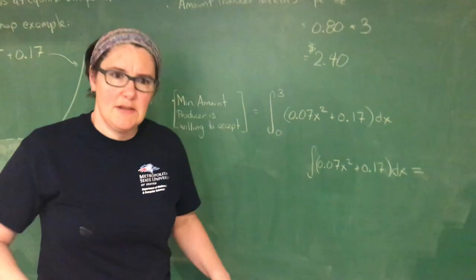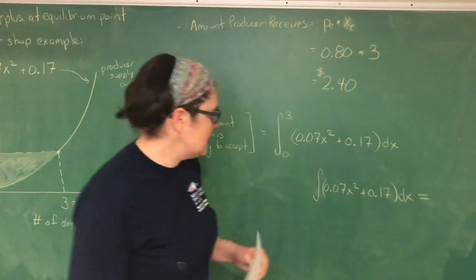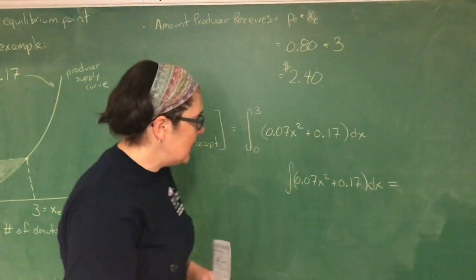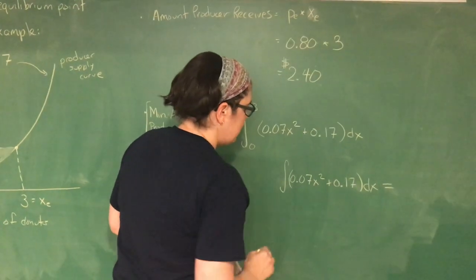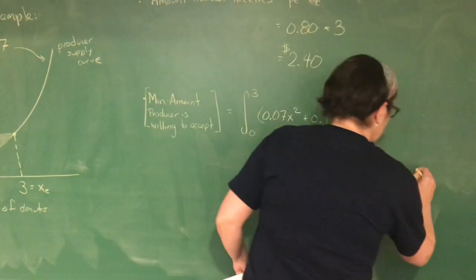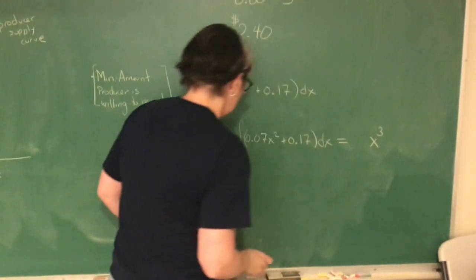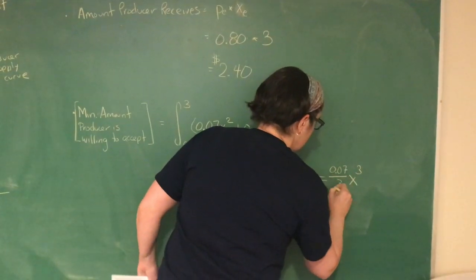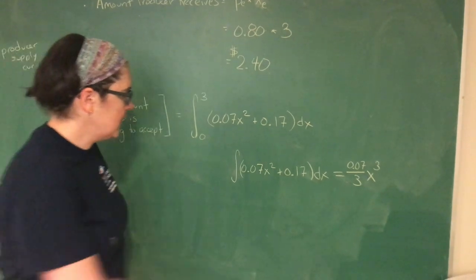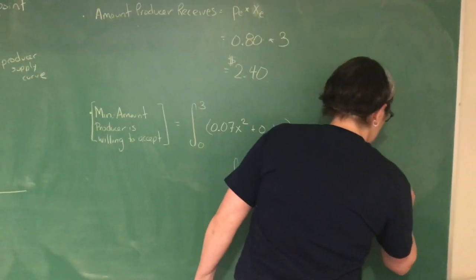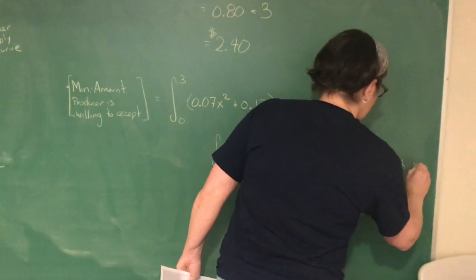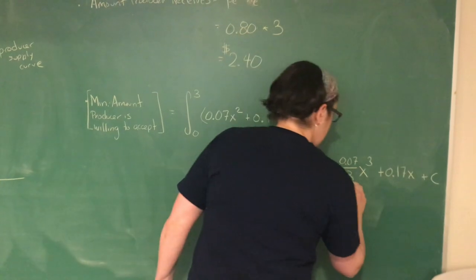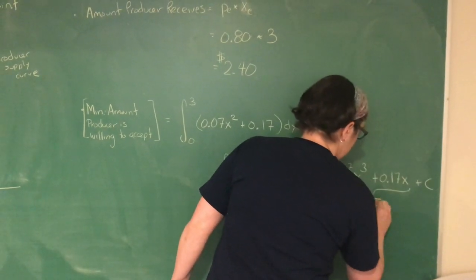So luckily I don't have any fancy things being hugged by parentheses. The parentheses that are here don't have any power on the outside, so I can ignore them. And so I can find the antiderivative of each part separately. So I'll start with the beginning. I'm going to add 1 to the power, so I have x to the third. And then I'm going to divide by the new power, so I have 0.07 over 3, x to the third. The antiderivative of a number is that number with an x tacked on, and then I have a plus c. Okay, so this first part is my antiderivative, my capital F.